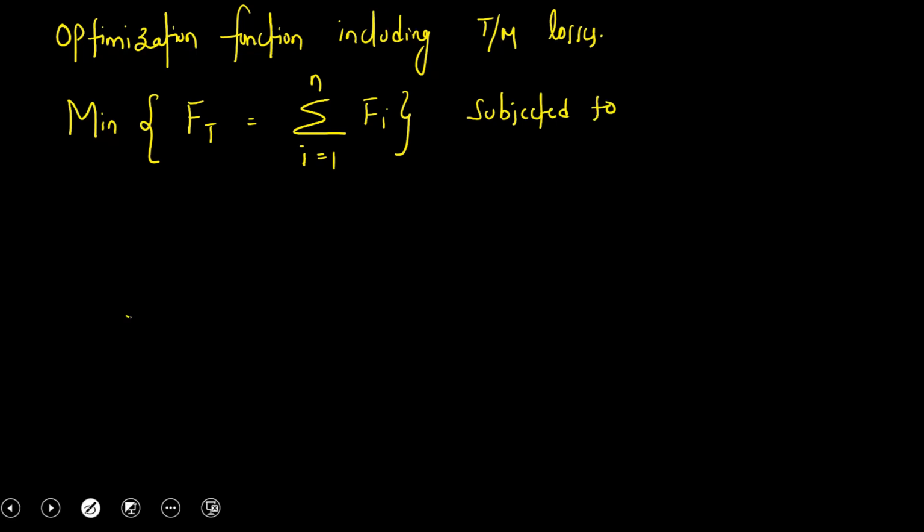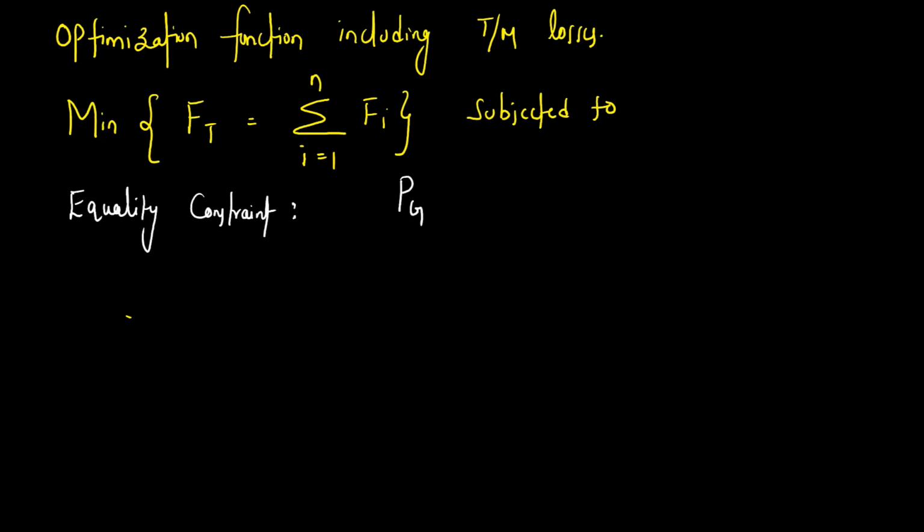what are the equality constraints? Now the equality constraint is only one, that is PG should be equal to PD plus PL, which implies the summation of i equals 1 to n Pi should match with the total load demand plus total transmission losses.